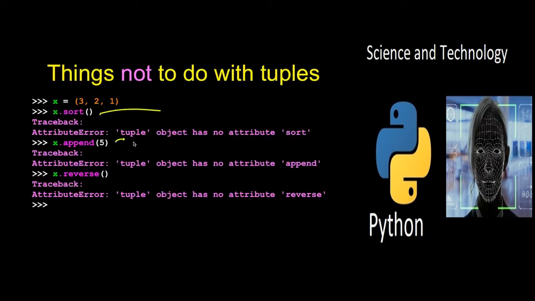You can add a 5 to the end of 3, 2, 1. Can't do that in a tuple, but you can in a list. And flip the order. So anything that you can do to a list that modifies the list, not allowed for tuples.